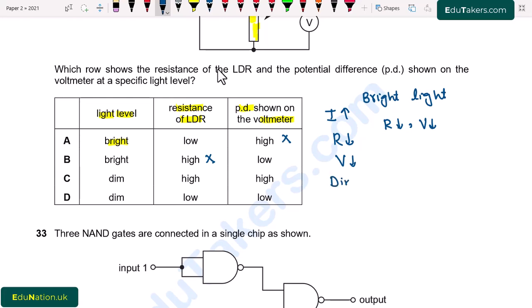Next is about dim light. So when the light is dim, it means that less current is passing through the LDR. Here the amount of current decreases, due to which the resistance increases and also the potential difference increases. So in the dim light, the resistance is high and also the potential difference is high. It means that option C is correct.